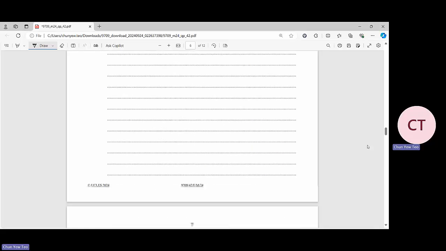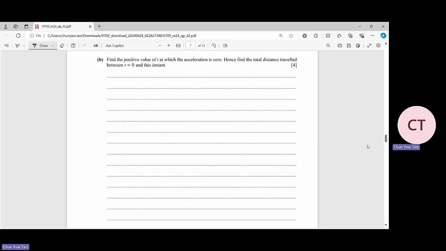Now we're moving on to part B. Find the positive value of t at which the acceleration is 0, and hence find the total distance traveled between 0 and that instant. Okay, so to find when the acceleration is equal to 0, we need to find dv/dt, because dv/dt is acceleration. So you differentiate the equation, it will be 3t squared minus 9t plus 0. Okay, then you let your dv/dt equal to 0.